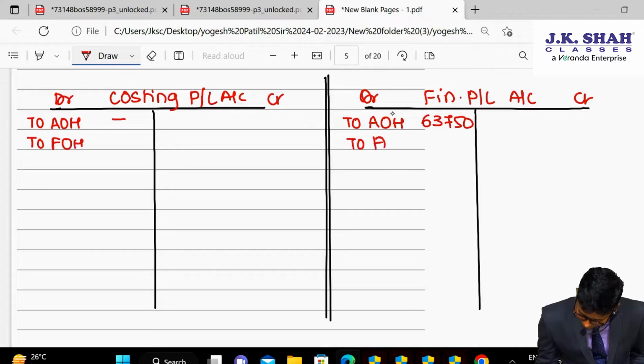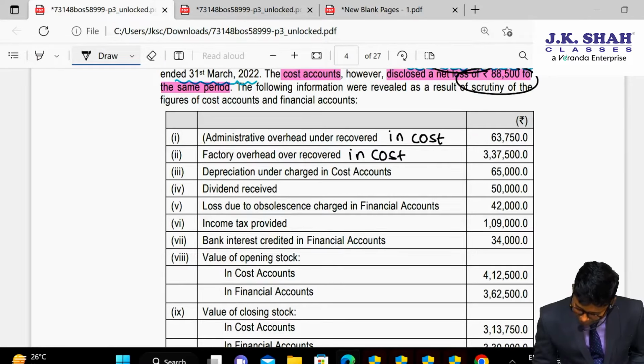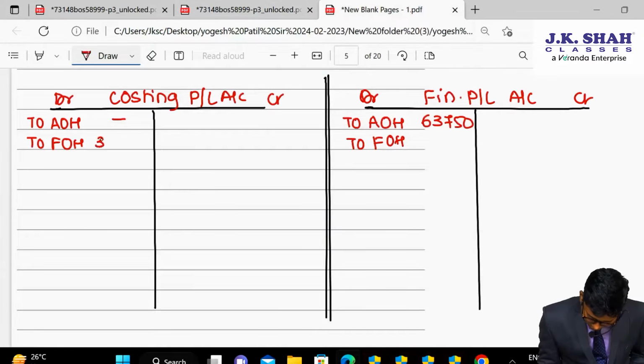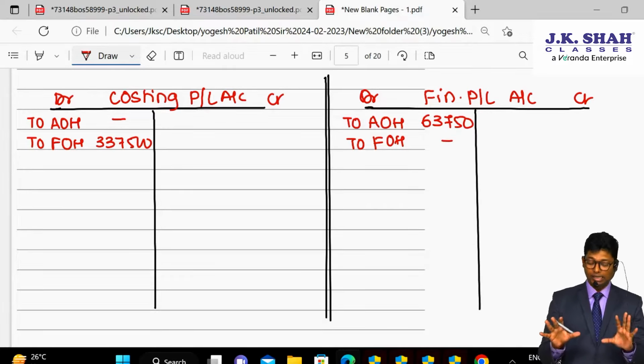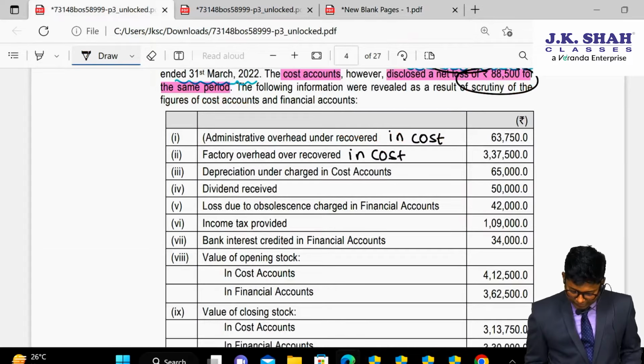So if you write here your factory overhead, check the amount. Amount is 337,500 and it is overcharged in costing. So I am recording 337,500 in costing and I am recording nothing in financial P&L. Hope you understood this. After this, next point is depreciation undercharge in cost account.